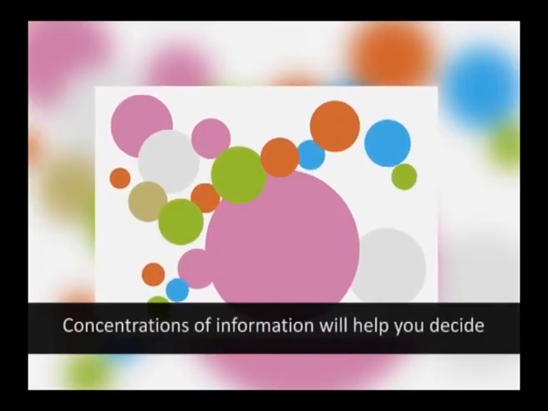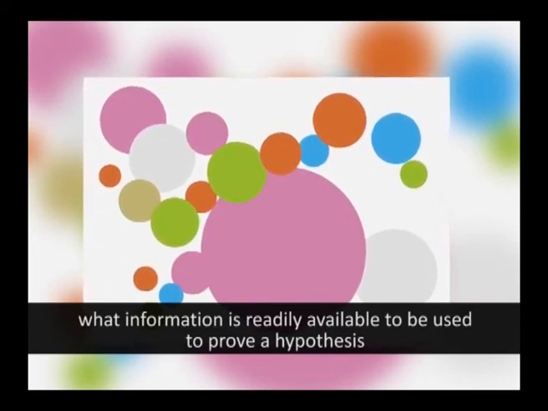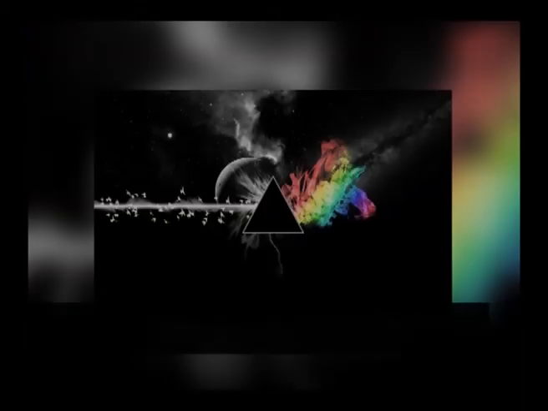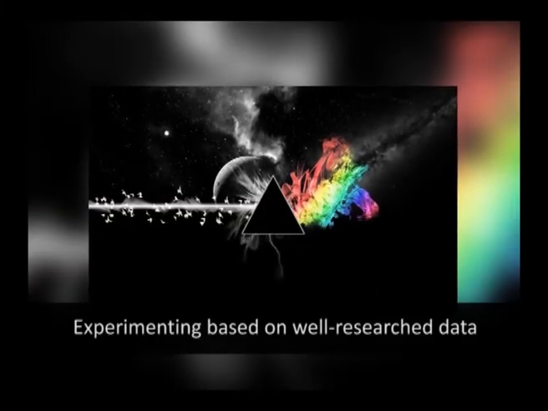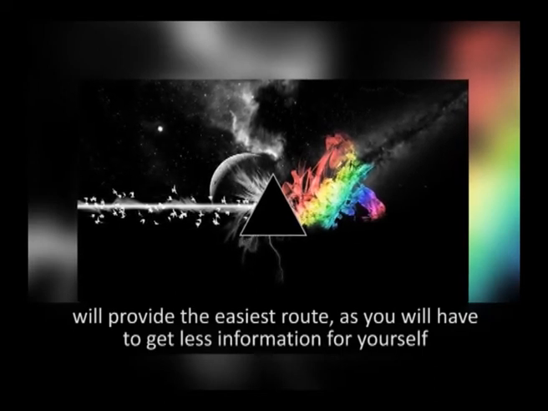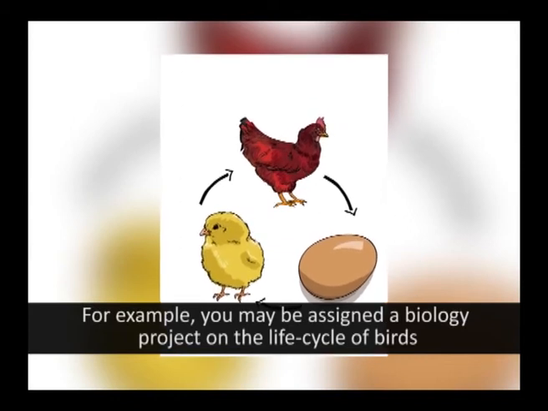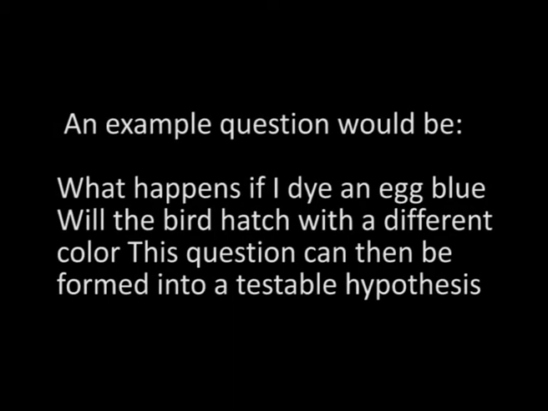Concentrations of information will help you decide what information is readily available to be used to prove a hypothesis. Experimenting based on well-researched data will provide the easiest route, as you will have to get less information for yourself. Consider your questions. For example, you may be assigned a biological project on the life cycle of birds. An example question would be, what happens if I dye an egg blue? Will the bird hatch with a different color? This question can then be formed into a testable hypothesis.